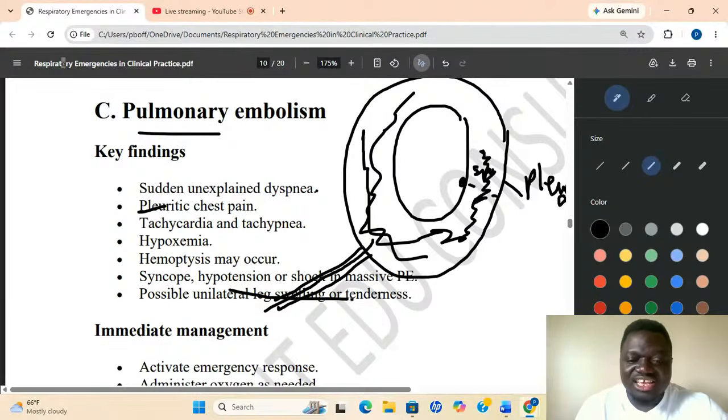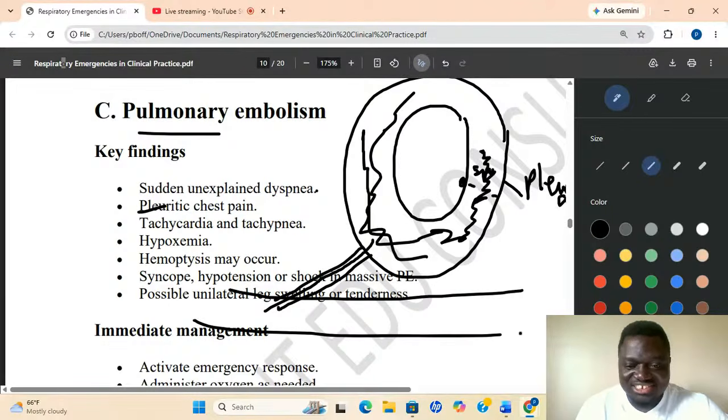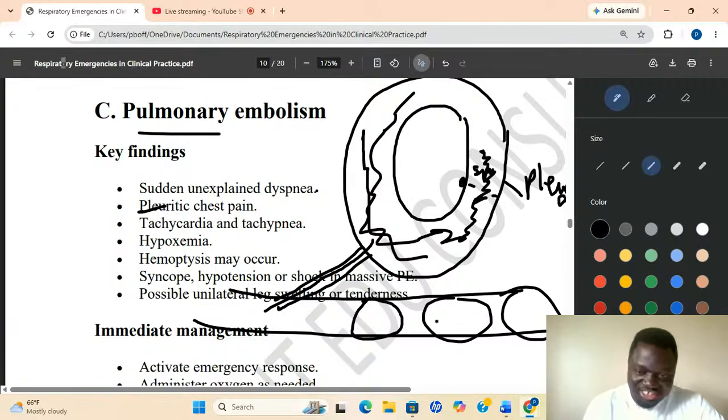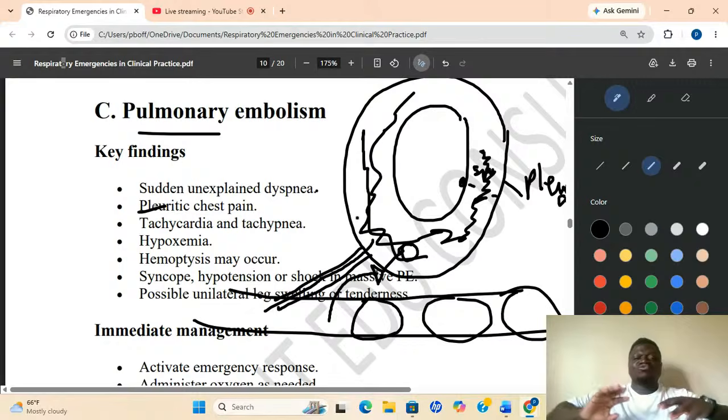Here is the case where a blood clot has come to be stuck here. An embolus, a lot of clots. You are seeing it here. This makes the fluid shift and accumulate here in the pleural cavity. So the patient is breathing in and out, breathing in and out.